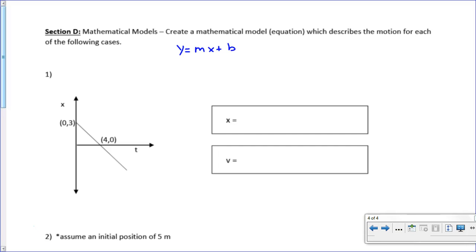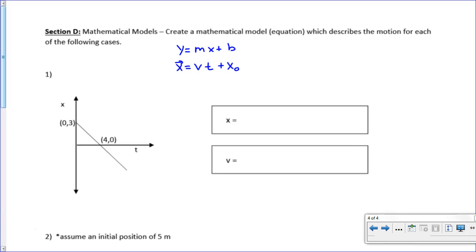All right, but for the context of a position versus time graph, you can rewrite that as the position equals the velocity times the time plus the initial position, all right? And so it's the same thing. It's just now we've put it in physics terms. The y variable is position, the slope is the velocity, the b, the y-intercept or vertical intercept, is the initial position, all right?